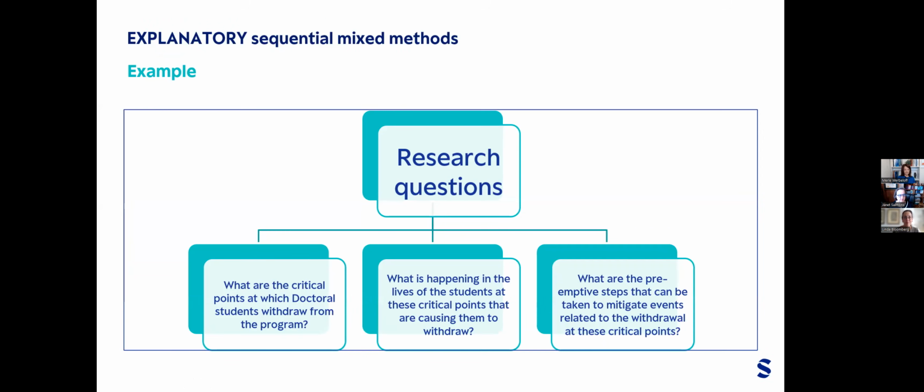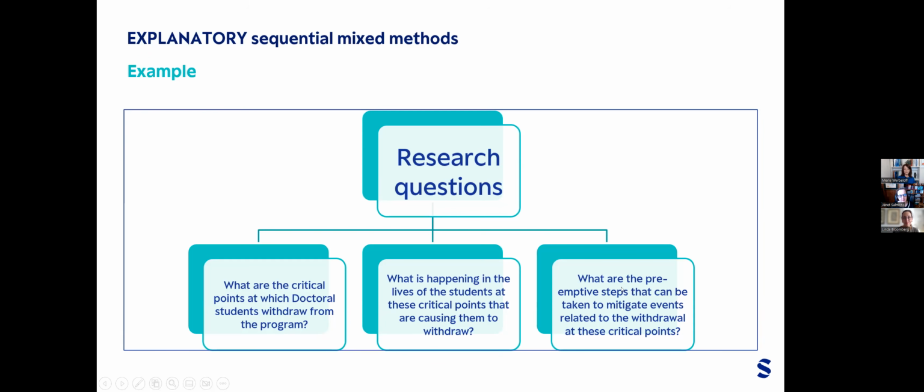So let's have a look at an example. The research questions for an explanatory sequential model would ask, firstly, what are the critical points at which doctoral students withdraw from the program? Here you can see that we're talking about all doctoral students in a particular population, so this does lend itself to a quantitative analysis. Our second research question would ask, what is happening in the lives of these students at these critical points that are causing them to withdraw? That's a deeper question and would lend itself to a qualitative analysis.